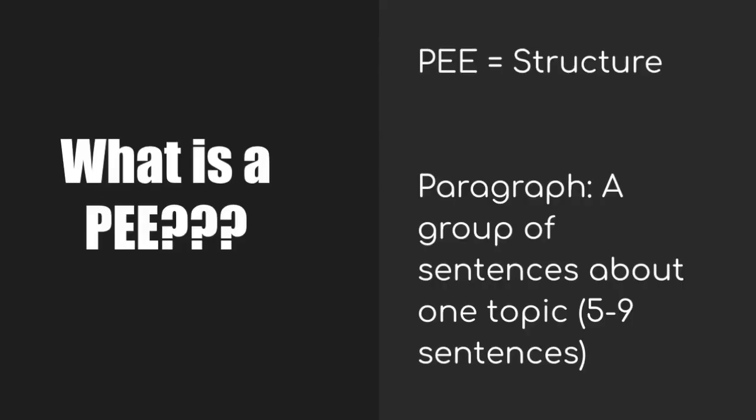So what is a PEE paragraph? Well, PEE is a structure for writing your paragraph. It's the order in which you're going to put the different parts of a paragraph. And what is a paragraph? A paragraph is a group of sentences about a single topic. Typically, a paragraph is about 5 to 9 sentences.